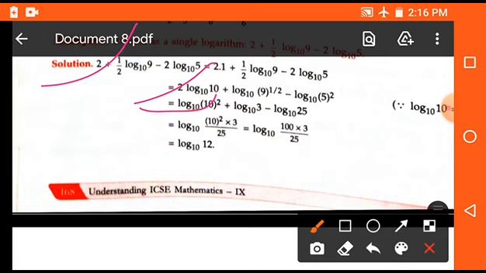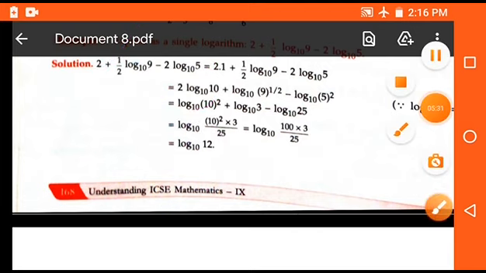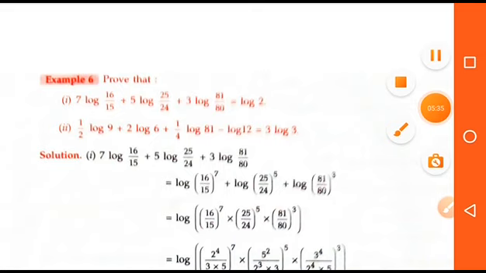And we can write log 10 to the power 2 base 10 plus log 3 base 10 minus log 25 base 10. So its final value will be log 12 base 10. We will discuss the next example here.